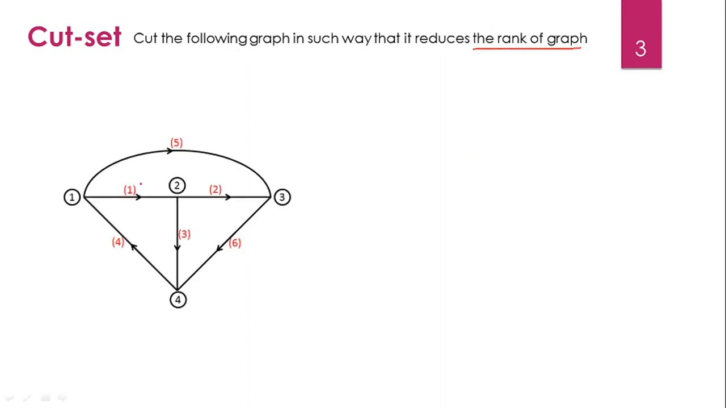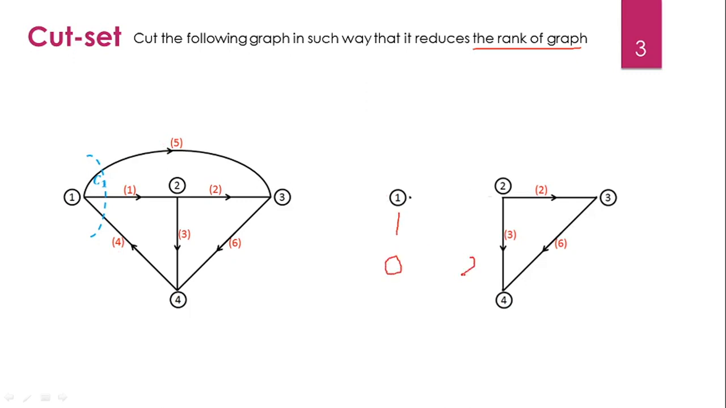So this is the main graph and we have the cut C1. We have to remove branches 1, 4 and 5. So we got it. The rank of this is 0. The rank of the second subgraph is 2. So 0 plus 2 is 2. So the rank is reduced by 1. The rank of the main graph is 3. So this is a proper cut, we can say.